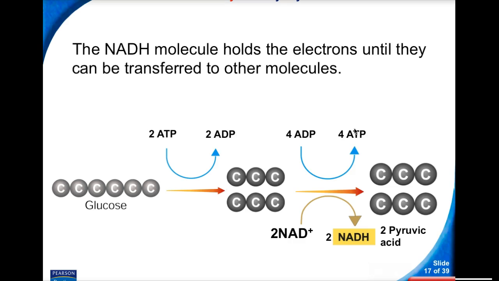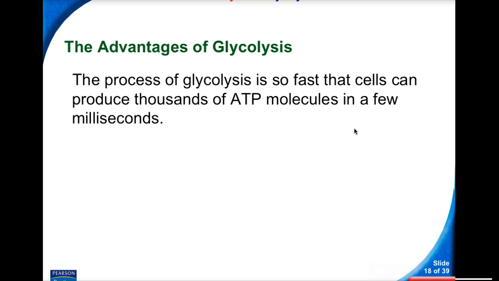The NADH molecule holds the electrons until they can be transferred to other molecules. They will be used in the electron transport chain. The advantage of glycolysis is that the process is so fast that cells can produce thousands of ATP molecules in a few milliseconds.